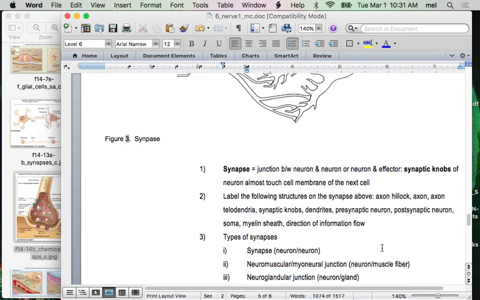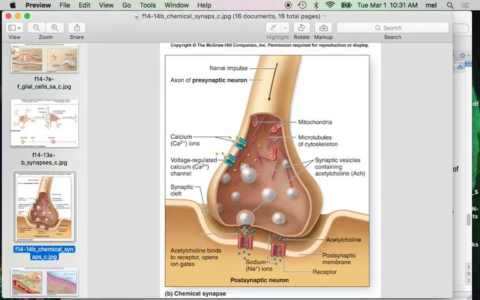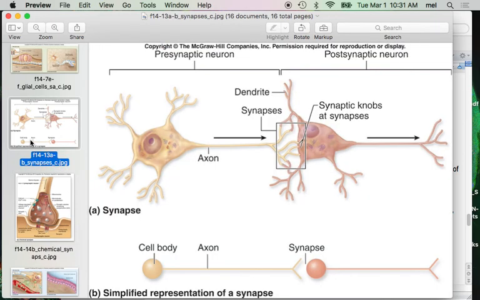So the synapse is the junction, the site of communication between two neurons. A true synapse means it's going neuron to neuron, but just so you know, neurons can actually communicate with muscle cells, and they can communicate with glands as well.